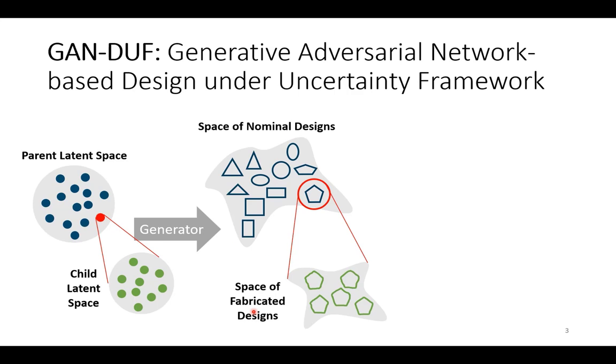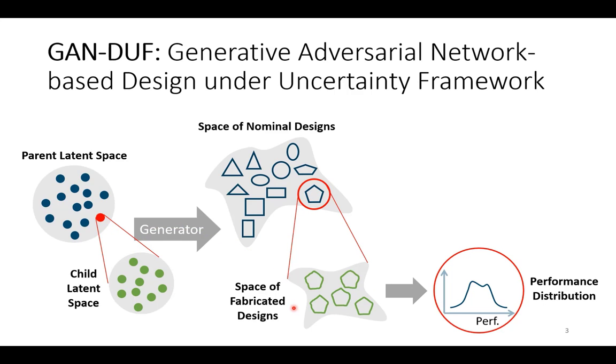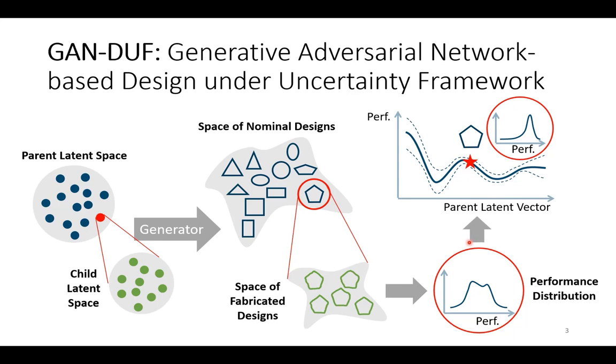So now, given any parent latent vector, we can first of all generate a nominal design and then also find its corresponding fabricated designs. And then we can evaluate those fabricated designs to get the performance distribution of those designs. And then we can optimize the performance distribution by searching the parent latent space.